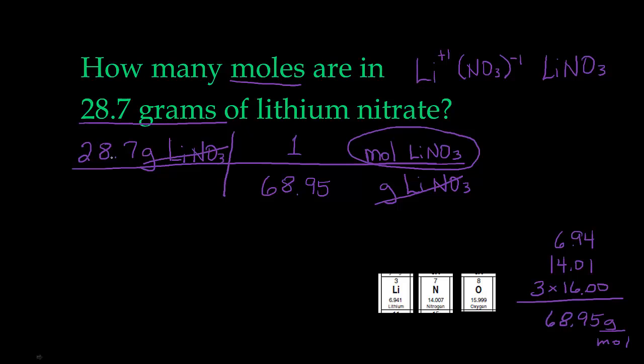So now we're going to do 28.7 times 1 divided by 68.95. Just to remind you, if anything's on the upper part and it's above a line, you multiply them. If it's below a line, you divide it. So the answer is 0.416 moles of lithium nitrate.